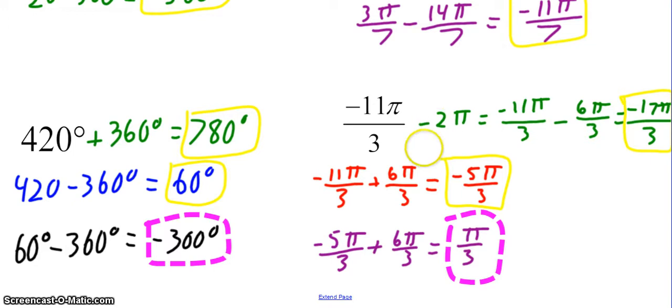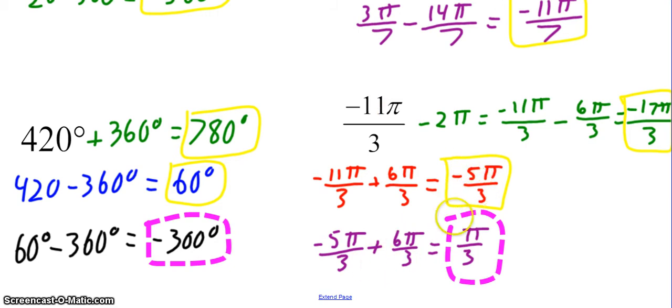So this is one negative, and then either of those would be a positive coterminal angle. Similar thing happens over here with the radians. If I start with negative 11 pi thirds and I subtract 2 pi, first I need to convert 2 pi into thirds. So 2 pi is 6 pi thirds. So negative 11 pi thirds minus 6 pi thirds is negative 17 pi thirds. That is a negative coterminal angle of negative 11 pi thirds. If I take negative 11 pi thirds and I add 2 pi, which is 6 pi thirds, I get negative 5 pi thirds, also a negative coterminal angle of negative 11 pi thirds.